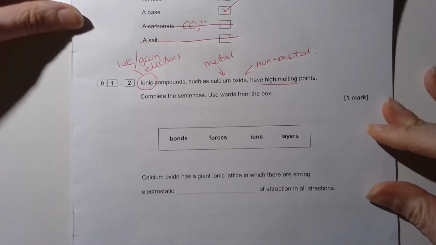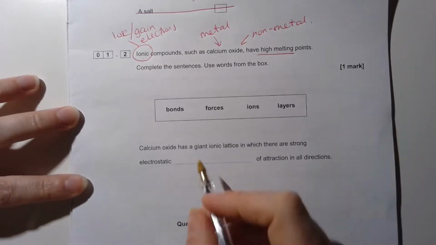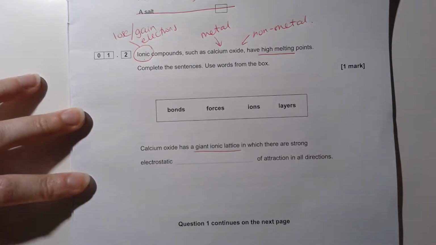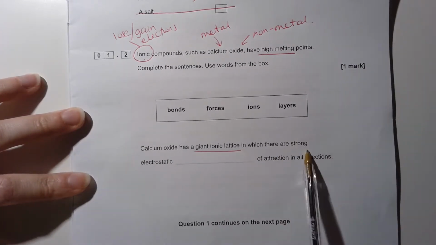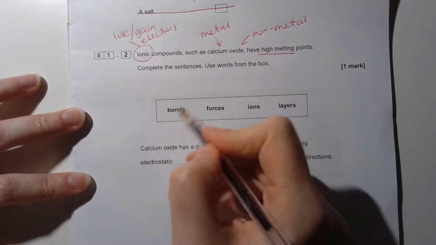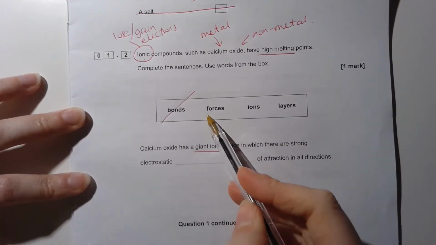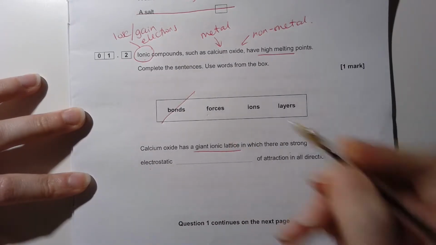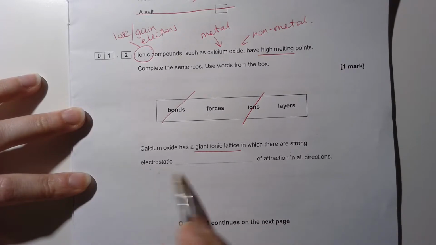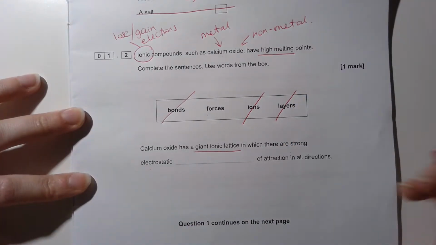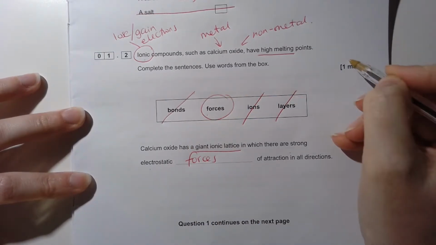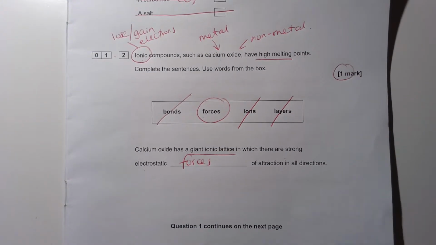So let's have a look at what the question says. Calcium oxide has a giant ionic lattice in which there are strong electrostatic something of attraction in all directions. Now actually strong electrostatic bonds doesn't really work. Forces is our possible answer. Strong electrostatic ions of attraction, that doesn't make sense. Electrostatic layers of attraction, that doesn't make sense, so our answer must be forces. Okay, and again, nice easy mark for the first question.